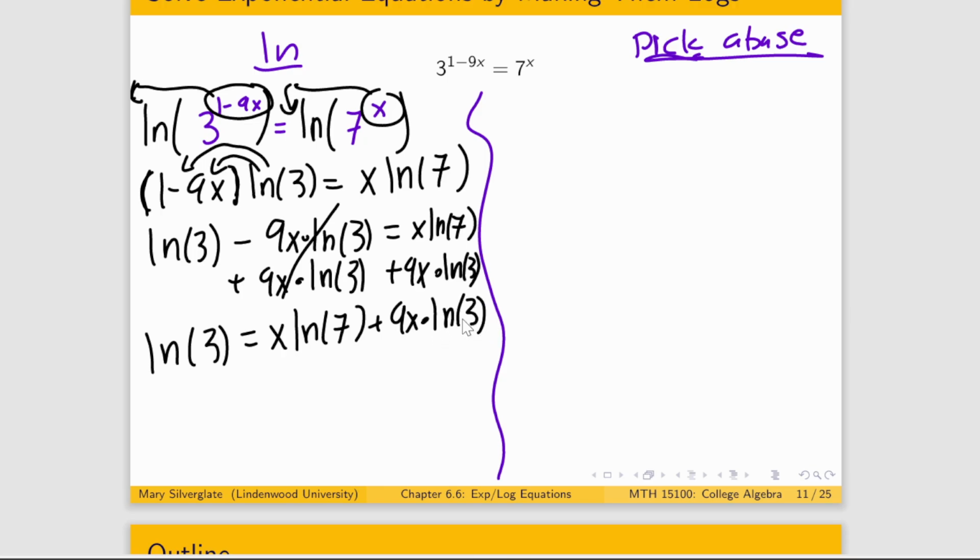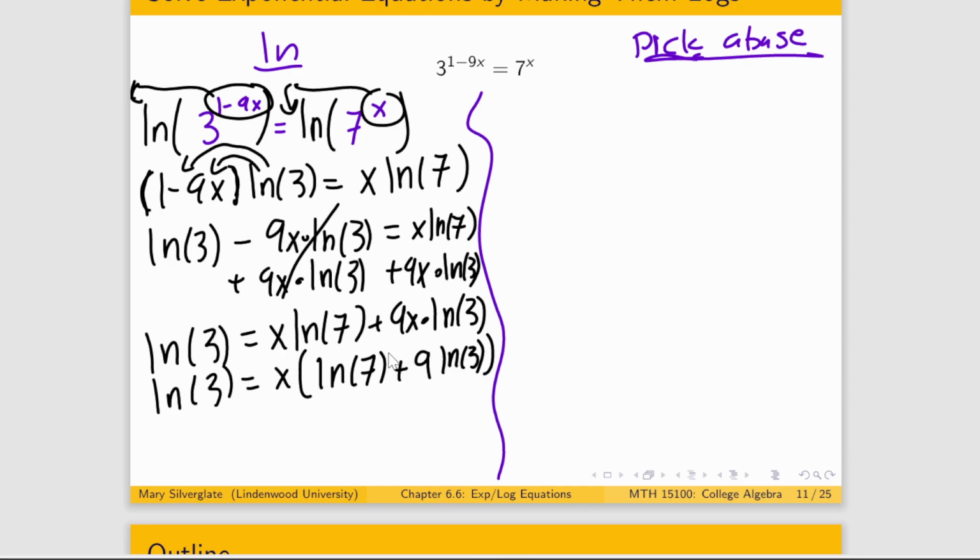And my goal is to get x by itself. So since I notice on the right-hand side I have two terms with an x in it, I'm allowed to factor out an x, which is what I'm going to do next. So if I factor out an x, from this first term, if I do x times the natural log of 7 divided by x, I'm left with the natural log of 7. For the next term, if I have 9 times x times the natural log of 3 divided by x, I'm left with 9 times the natural log of 3. Keep in mind, these are just numbers. They're kind of funky numbers, but they are just numbers.